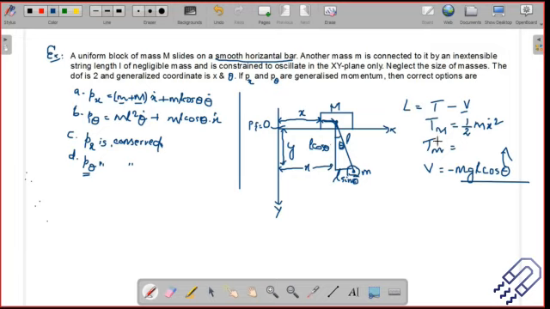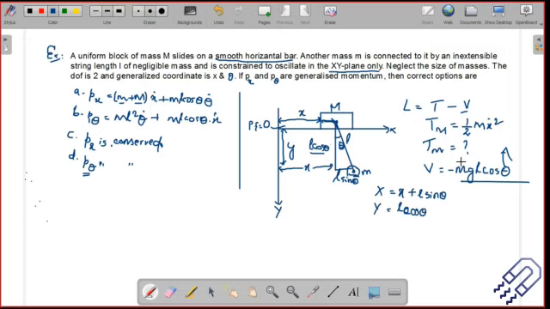Now we have to find the kinetic energy of the smaller mass. First I have to find the displacement along the x direction and the y direction, because it can oscillate in the xy plane. So along the x-axis, x is equal to capital X plus L sine theta, and y is L cos theta.